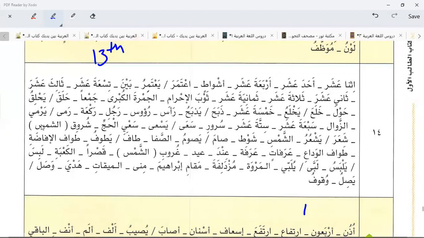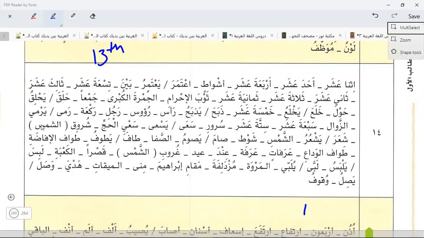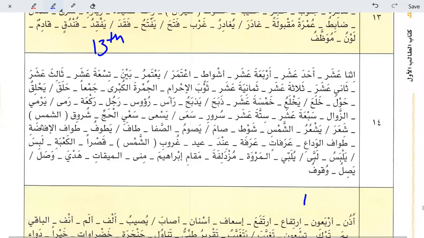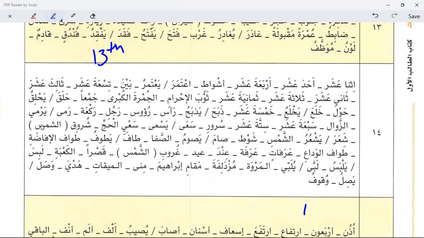And then ra's is head. Ru'us is heads. And then rajulun is men. And then raka'a is rak'at, maybe? Yes, raka'a. And then rama. What is that? He threw. And then yarmi, he is throwing.